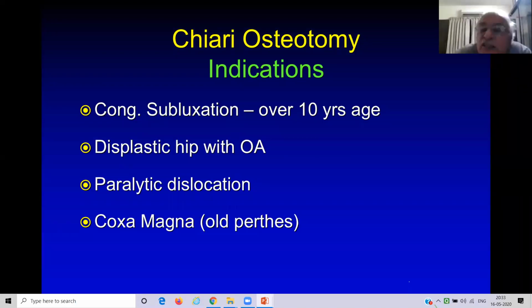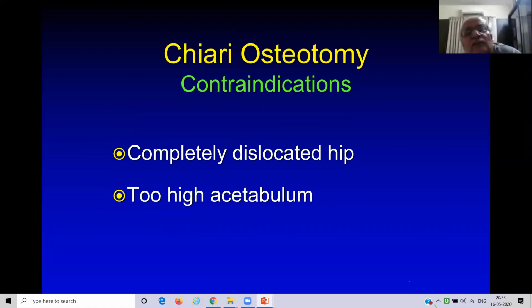In congenital subluxation, even after over 10, 15, 20 years, Chiari can be done. It can be done in dysplastic hips with osteoarthritis, and in coxopathies where the head is subluxating out, giving some amount of shelf. There is a little contraindication: a completely dislocated hip can't be done, but people have done it at the level of the higher part of the dislocation, which I'll tell you.